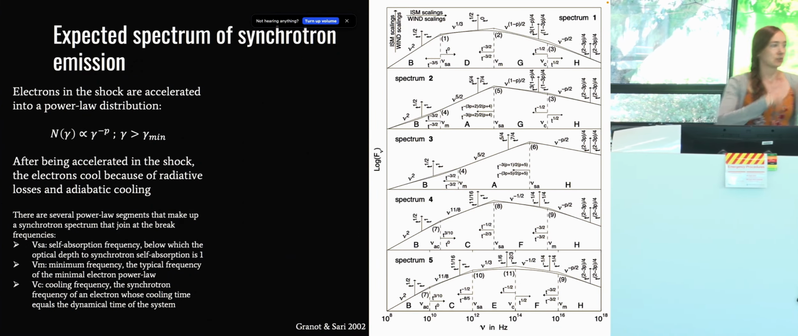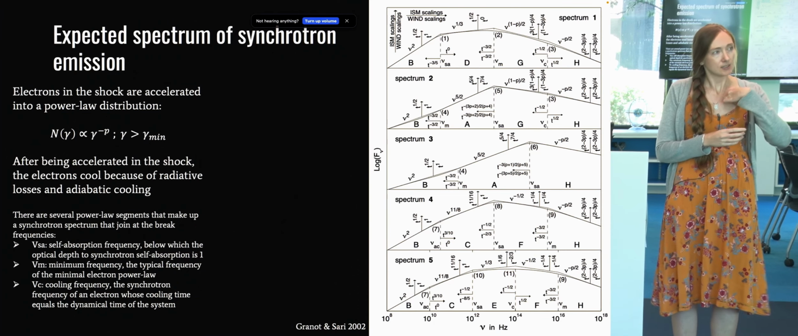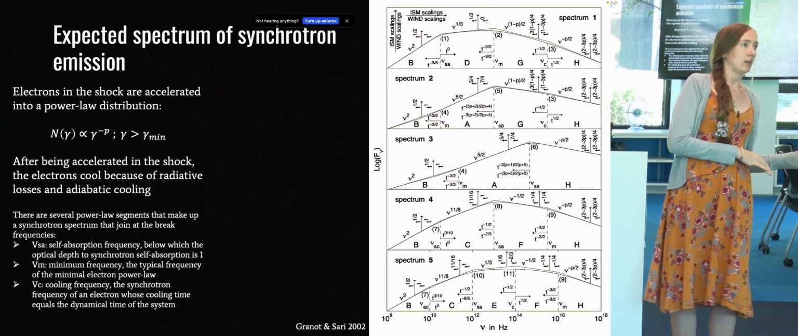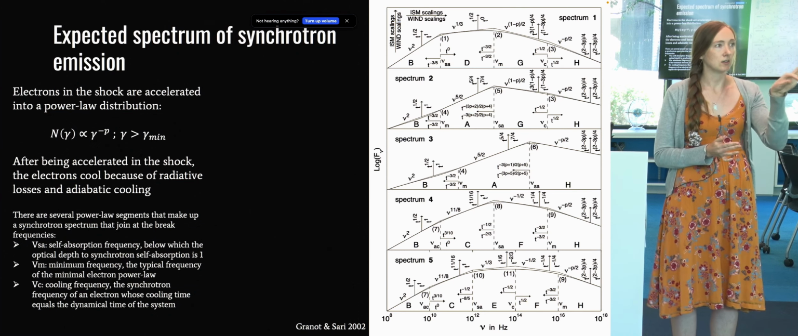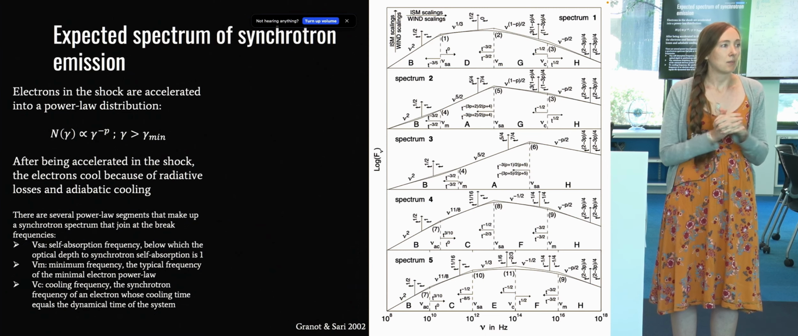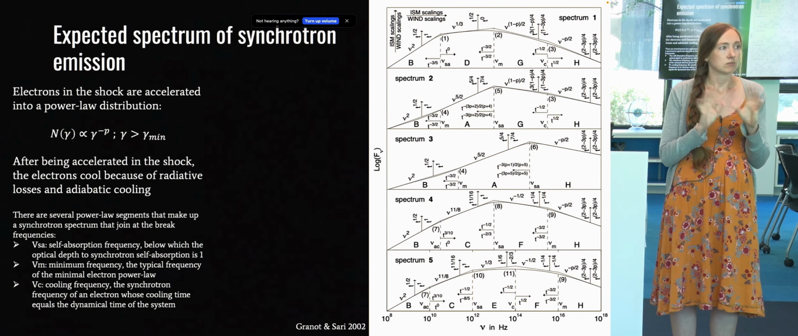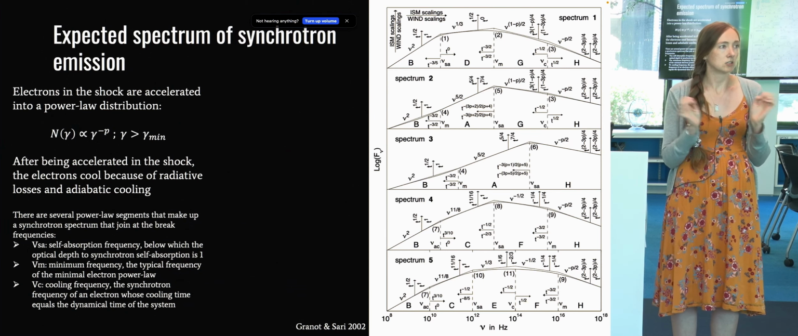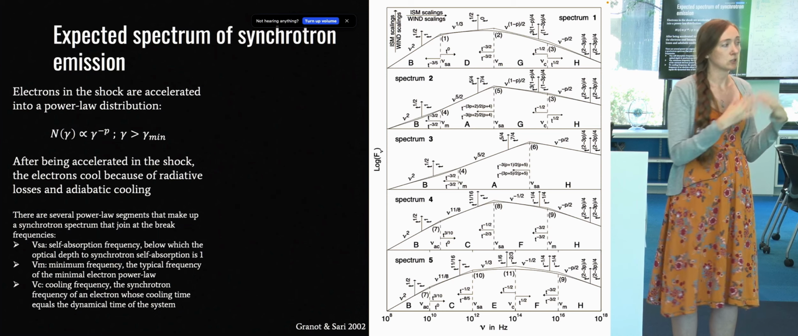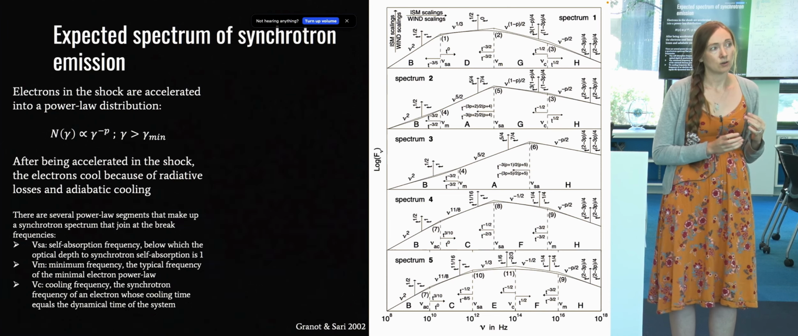Okay, so in order to constrain things in the radio, we need to know how to model the synchrotron emission. And I guess this is where the theoretical component of this stuff comes in. So the electrons are accelerated into a power law distribution. So the number density of the electrons is proportional to gamma to the minus p. Gamma is the Lorentz factor of the electrons. So that's how quickly the electrons' momentum and things like that change. After being accelerated into this shock, the electrons will also cool. So this population of electrons will cool because of radiative losses and adiabatic cooling.